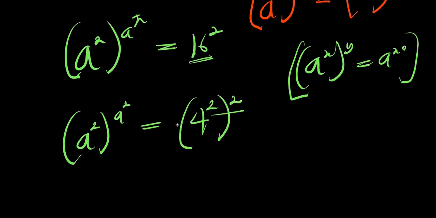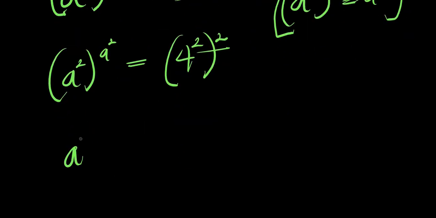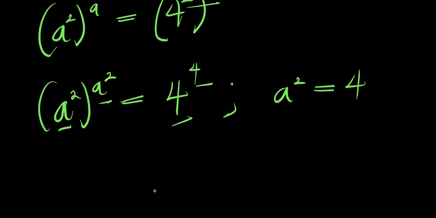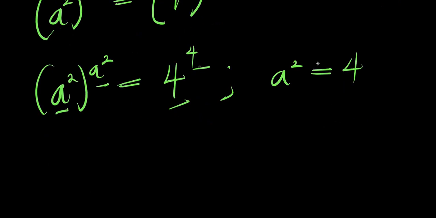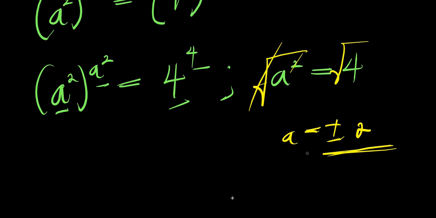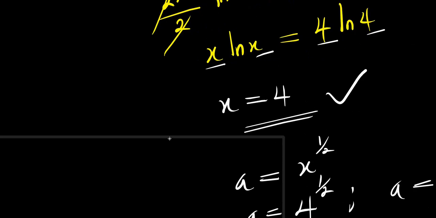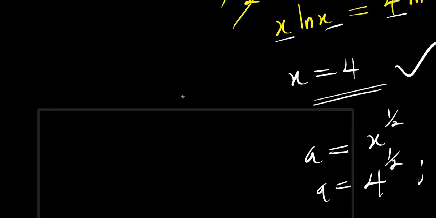2 times 2 is 4, so I have a power 2 equals 4 power 4. This and this are the same, so you can have a power 2 equals 4. To solve for a, you take the square root of both sides. You have a equals plus or minus 2. So in both methods, we have a equals positive or negative 2.